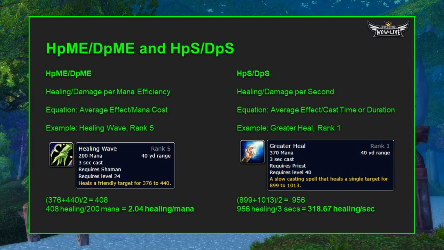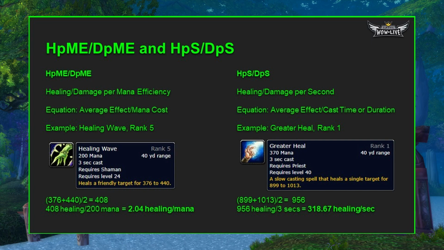These two metrics are going to be vastly important when you consider which rank you're going to use in which encounter or situation. And knowing the weights of each of these, or in other words, how important they are to you, will dictate which ranks of healing or damage spells you're going to put out.